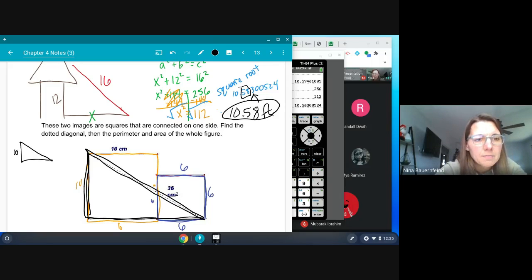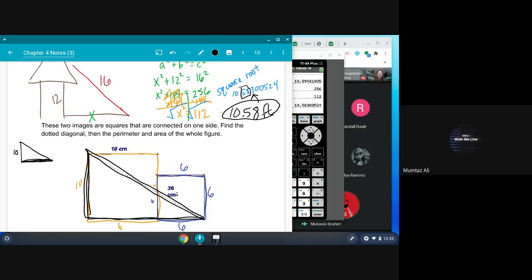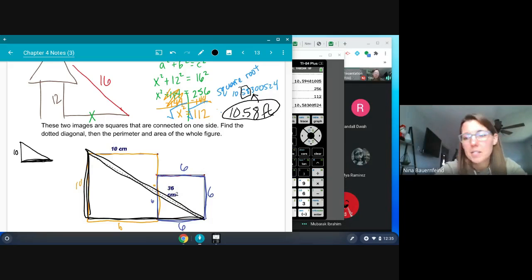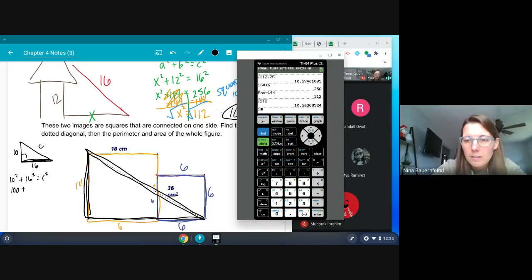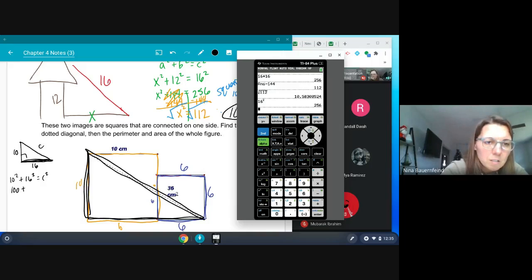This is 10. How long is this part of our triangle in this picture? Is it 10? No, plus the 6, right? 16. Yep, plus the 6. So yes, 16. And then we need to find that diagonal, which is going to be C. So we're going to go 10 squared plus 16 squared equals C squared, because that's what we're looking for. That's the diagonal. So 10 squared is 100. 16 squared is 256.